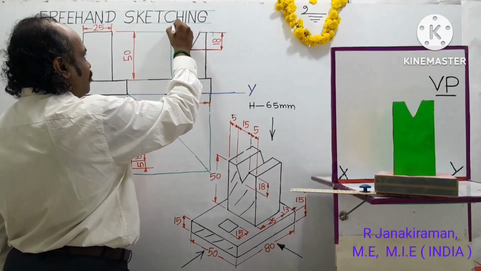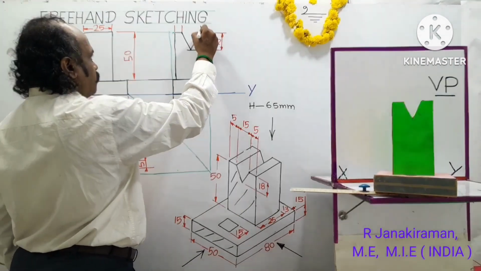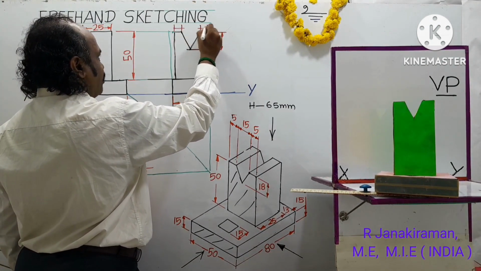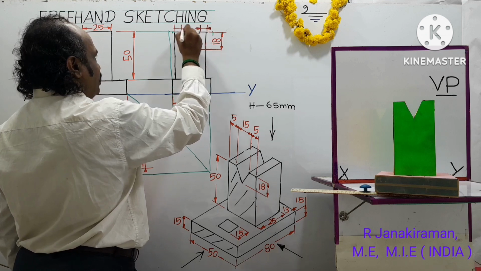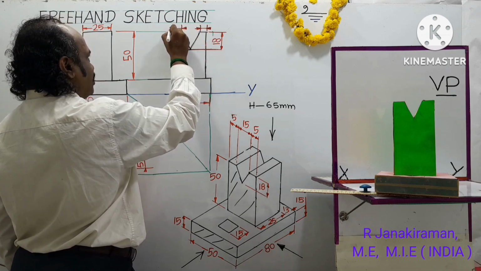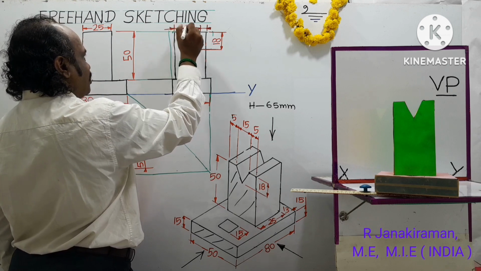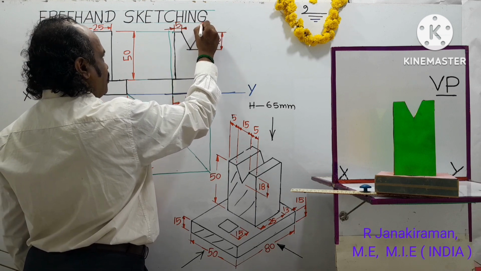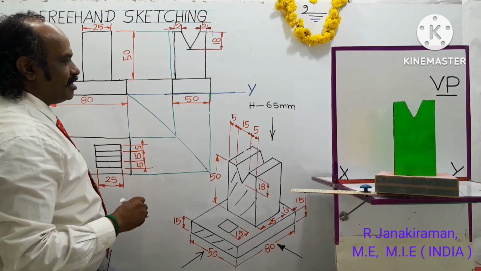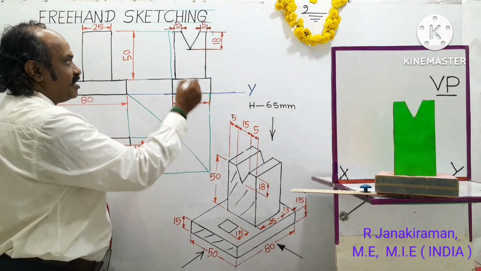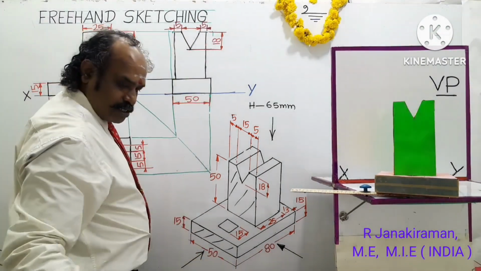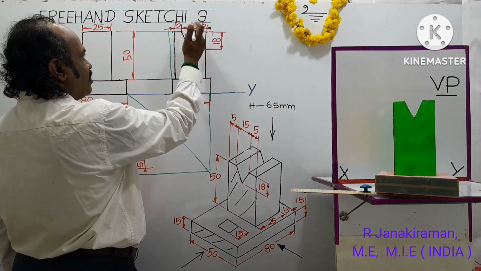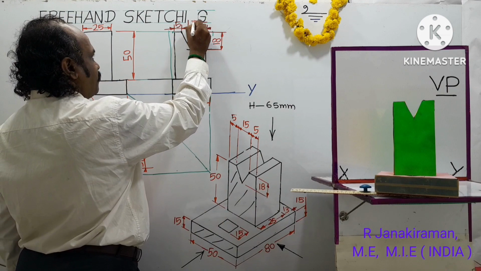So let us dimension that also. Putting the arrow outside is accepted for small sizes, because if you put it inside you won't have sufficient space to write the number or the size of this segment. 5 and another 5. Center gap is 15. So you can put 15. Let us remove this portion. The V groove width is 15 mm. Okay.